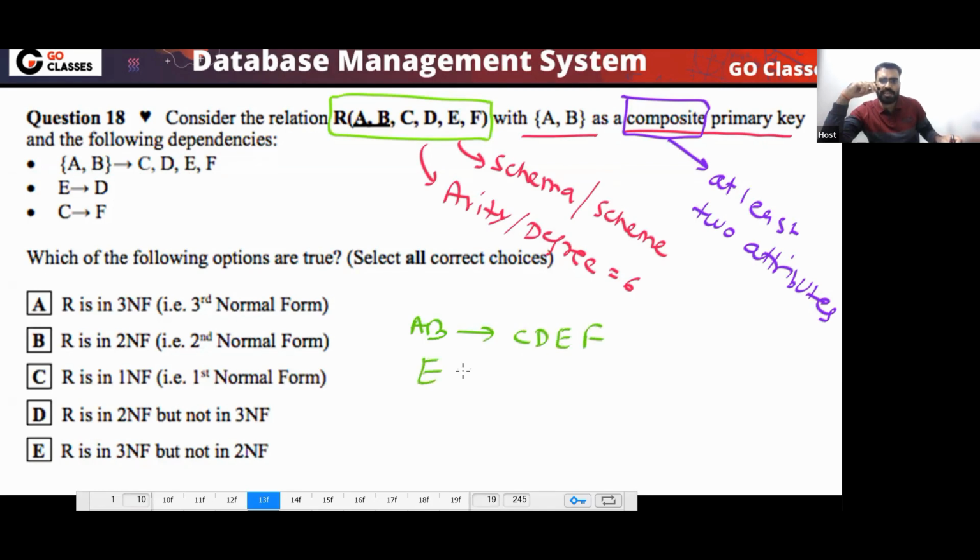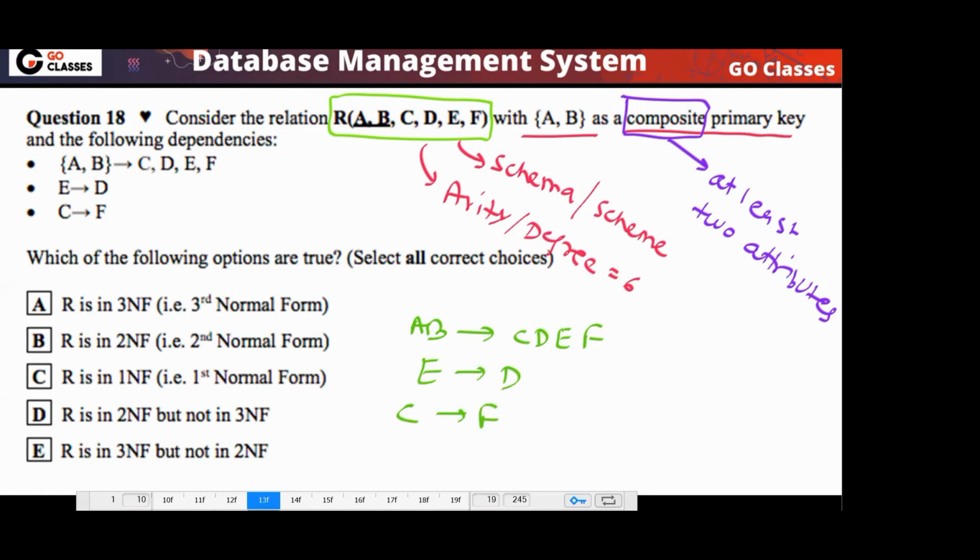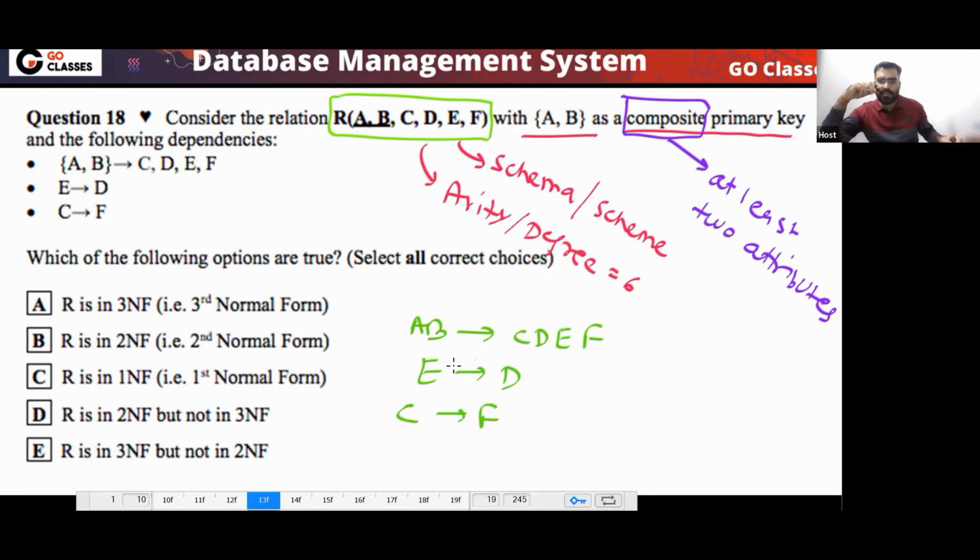And the question is saying that E determines D and C determines F. Can you solve this question? Tell me what will be the answer. So AB determines C, D, E, F; E determines D; C determines F. First of all, find the candidate key. You can notice that A comma B is not on the RHS, so definitely they must be present in every candidate key. And they can determine everything, so the only candidate key is A comma B.